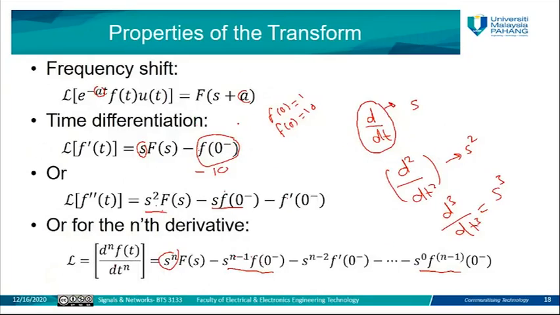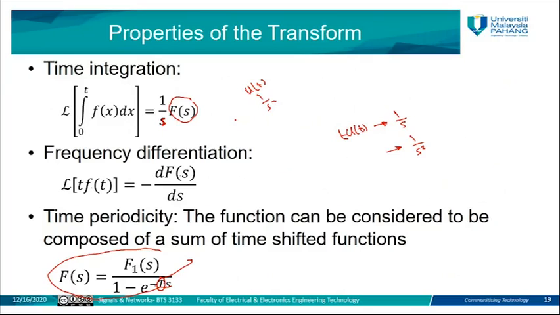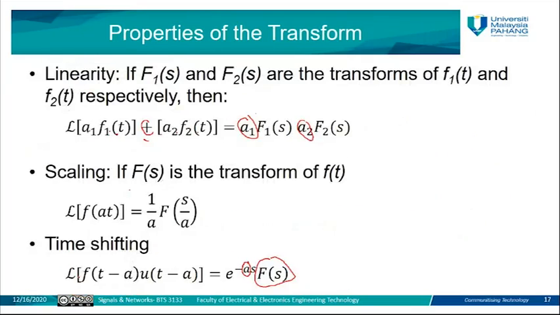This is the time shifting property: the Laplace transform of f(t minus a) times u(t minus a) gives you exponential negative a s times F(s). This is the value of the shift. Here F(s) represents the Laplace transform of f(t) itself. Whatever the value of f(t) is, whether it is u(t), delta(t), a ramp function, or a sinusoid, I find its Laplace transform, then I multiply by exponential negative a s. A represents the shift in the time domain, and s here is the operator of our Laplace transform.